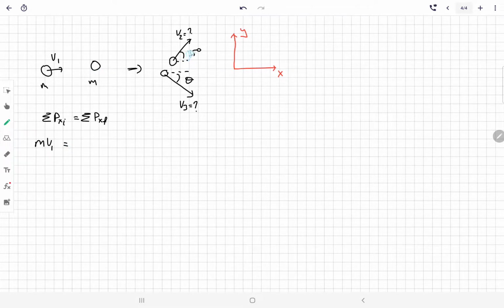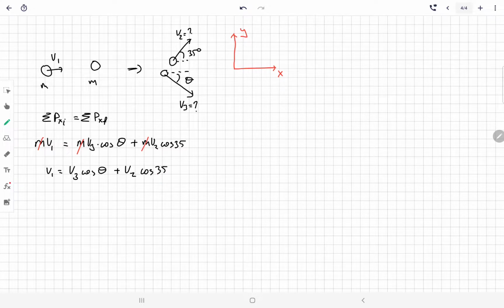After collision, two balls are moving in different directions, as shown in this figure, so they have an x component. The first one, m v3 times cosine theta, is the first ball's momentum in the x direction, plus the momentum of the second object in the x direction, m v2 cosine 35. Same balls, so we can cancel the masses. So v1 equals v3 times cosine theta plus v2 times cosine 35.